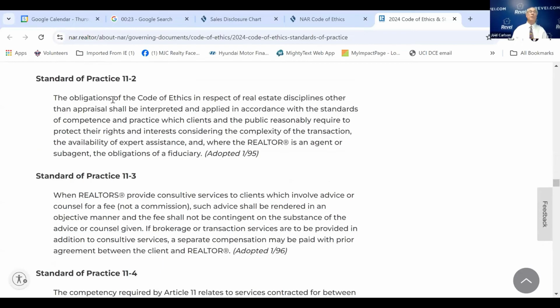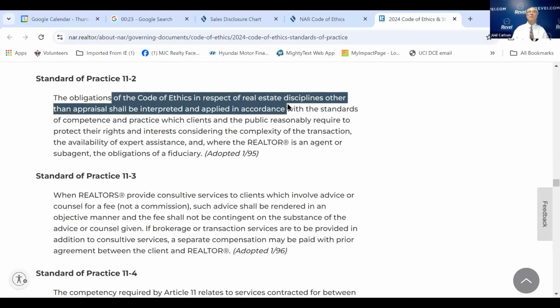The code of ethics in respect to other disciplines: if you have passed the appraiser's license, either a certified license or you're a licensed appraiser, you have a code of ethics you already have to follow, as well as, if you're a realtor, you have another set.